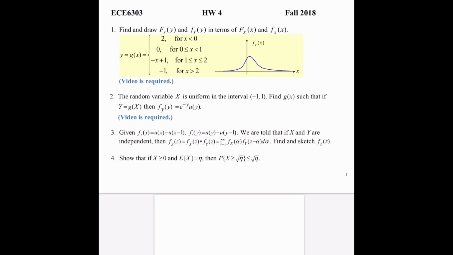Question 1. Find and draw the distribution function of Y and the density function of Y in terms of the distribution function of X and the density function of X. First, we can draw the graph of g of x.